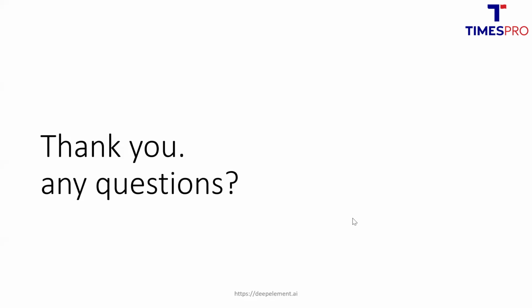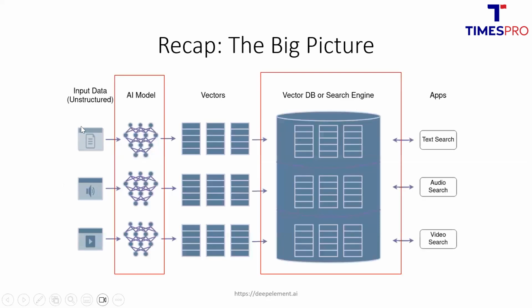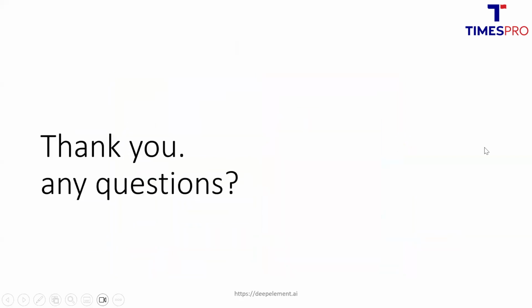So if you go back to this picture here, the multimodal aspect comes into the AI model part of it. There are some AI models which accept text, images, audio, everything, and the single model will convert any kind of data into vectors. Once you have a vector, the vector database only understands the vector part of it. So in that sense, you can feed the multimodal data into a vector database.